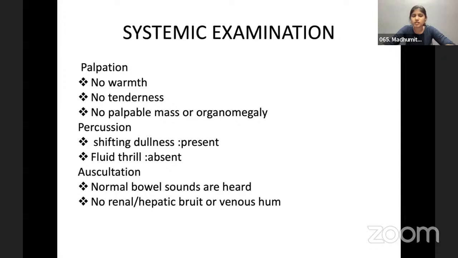Fluid is present, the abdomen is overfull. I'm giving a scenario where your fluid is 1000 ml. So there will be no fluid thrill because that must be at least 2 liters. But the child is not having shifting dullness also. So what does that imply? What are we missing here?